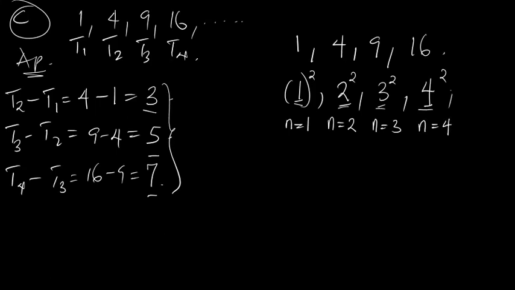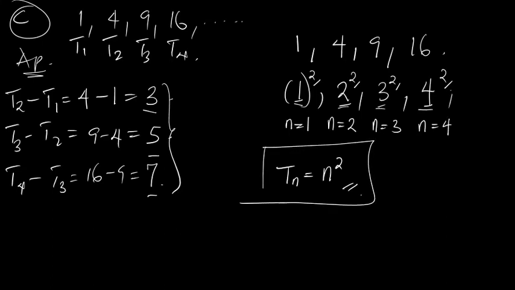So it now means that you can now see the pattern. But the power here, the exponent, is constant, which is 2. So it now implies that the nth term of this particular problem will be n to the power 2. So that is just the nth term formula for this particular sequence.